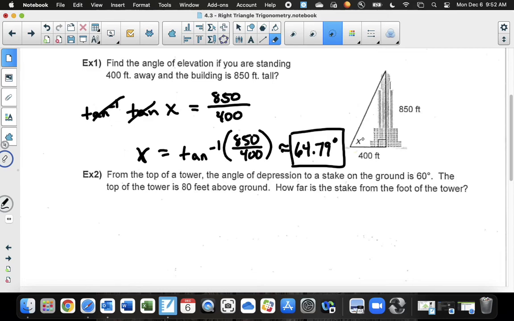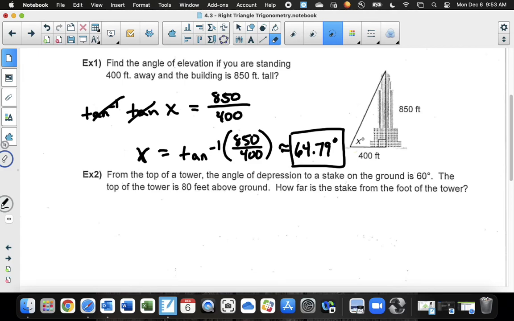Quick comment, just in general. You will use inverse sine, inverse cosine, or inverse tangent only when you're solving for an angle measure. That's the only time you use inverse trig. When you're solving for angles, that's where those inverses come into play. So just a heads up, that's why we used it here.